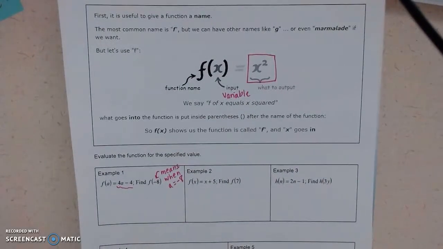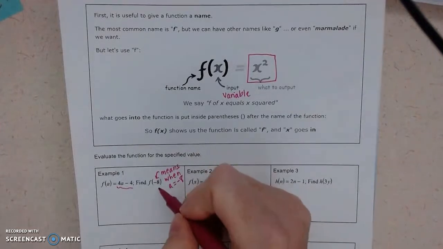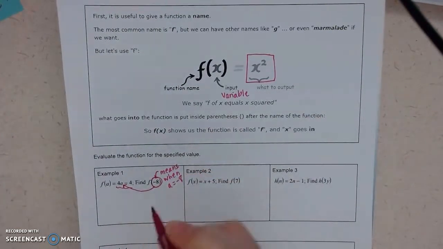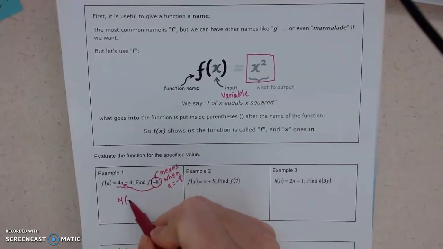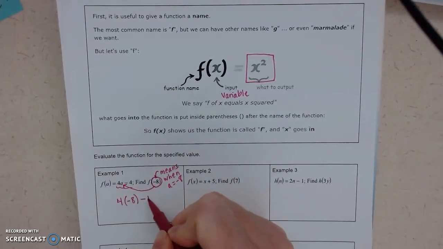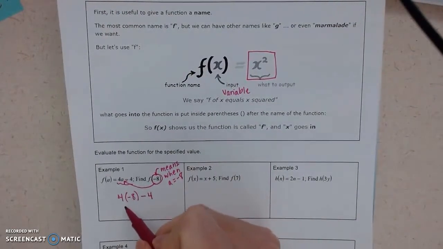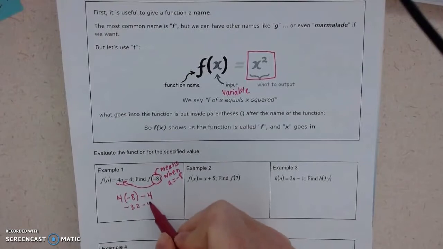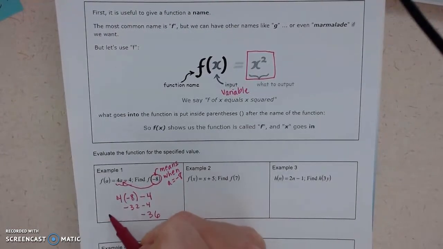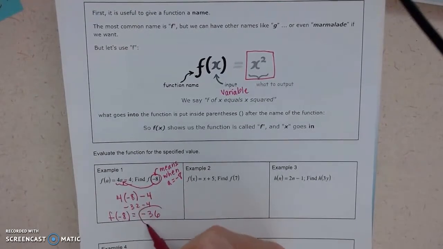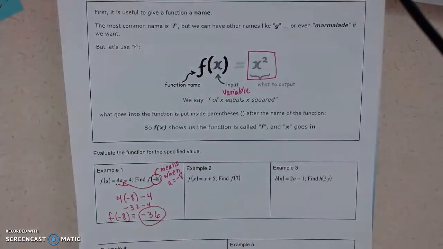Evaluate means to substitute a known value. So what we're going to do is replace every time we see the a with that negative 8. So we get 4 times negative 8 minus 4. And then you can type that into a calculator or simplify that by hand. And you get negative 36. So f of negative 8 equals negative 36 is your answer.